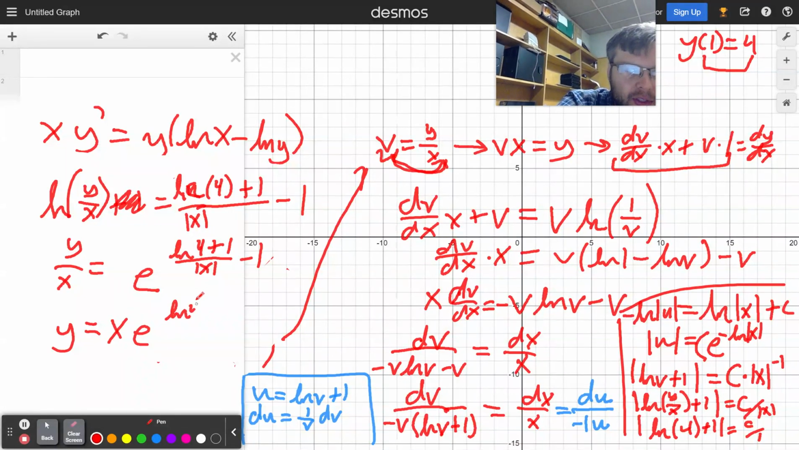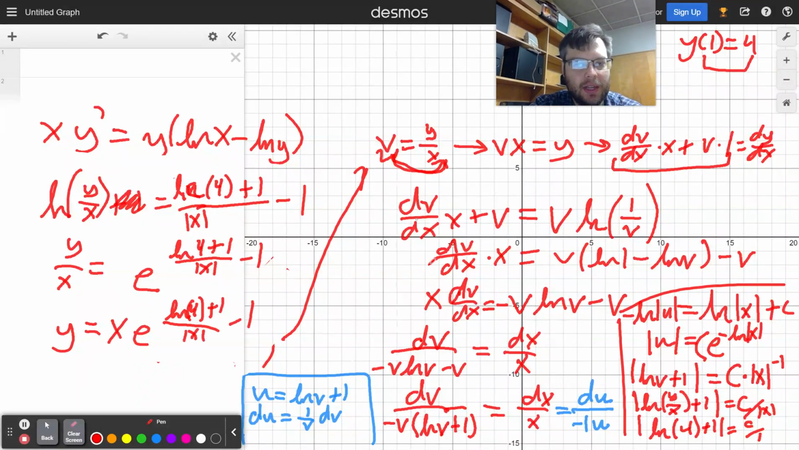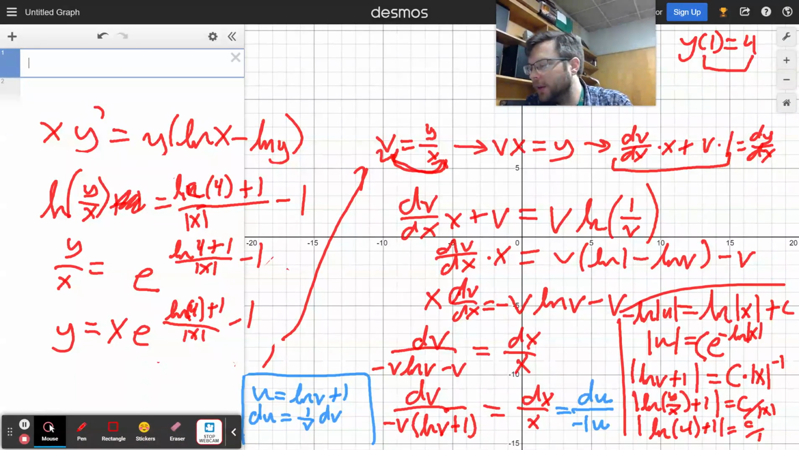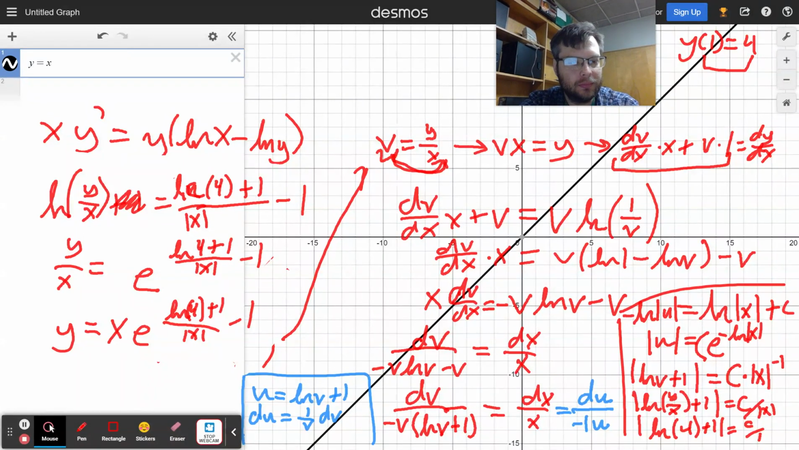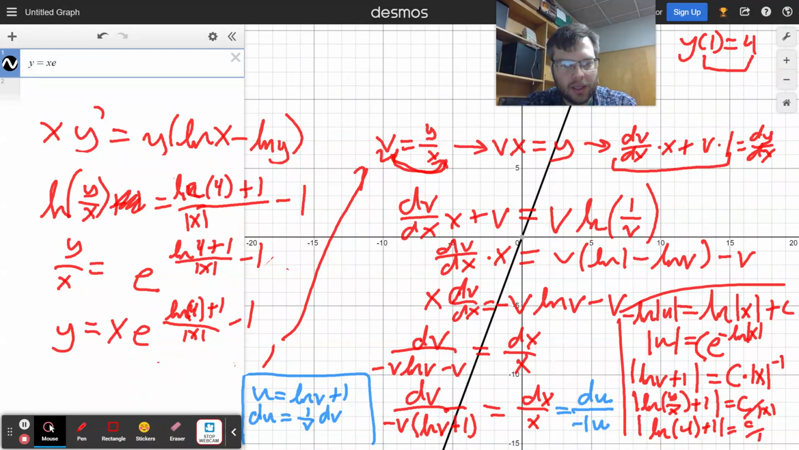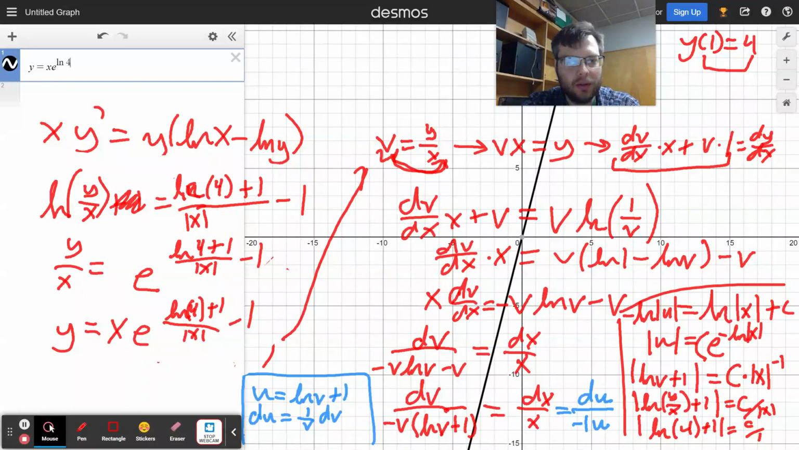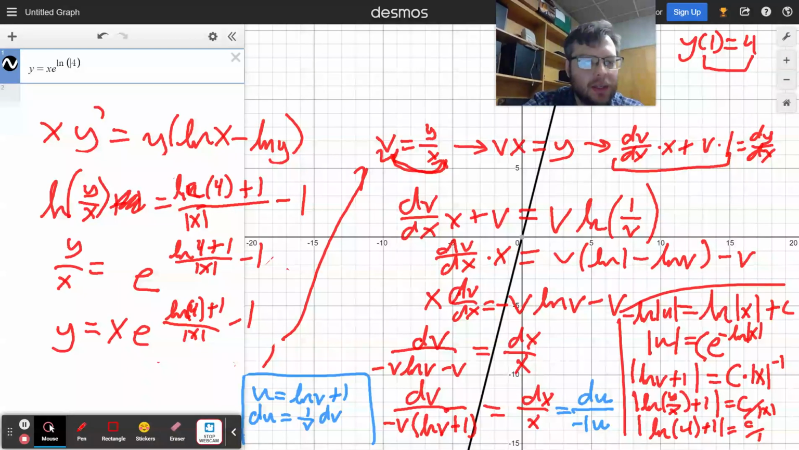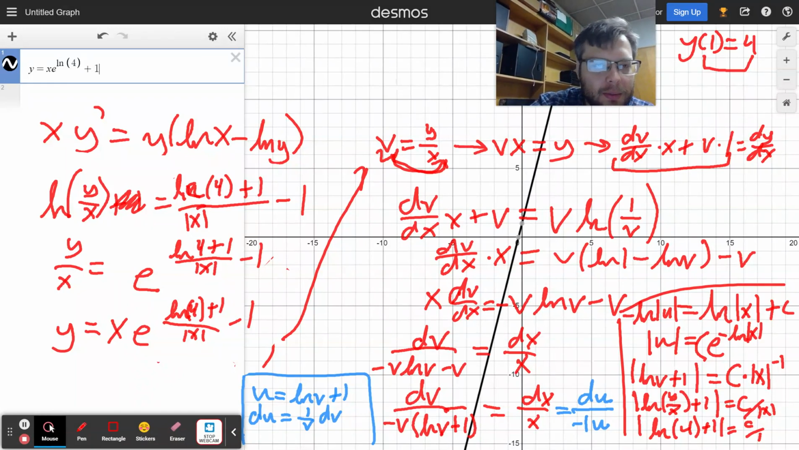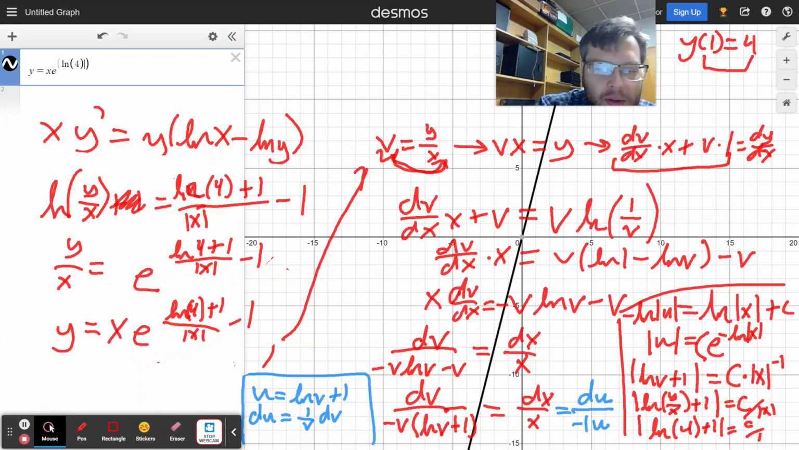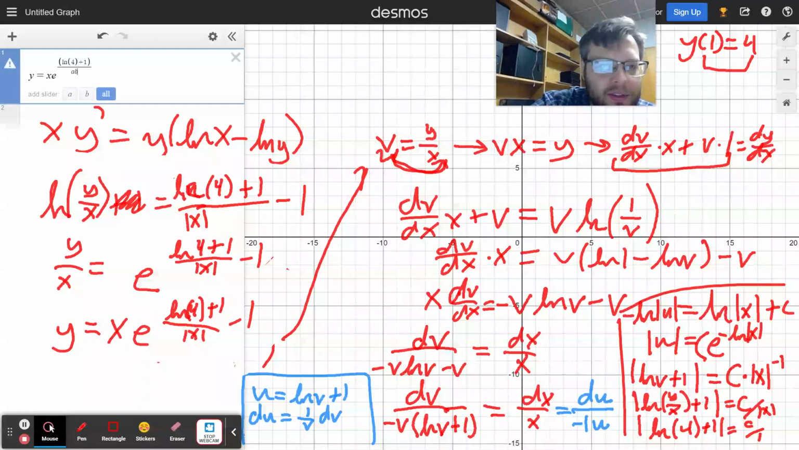Now there's a chance I made some sort of mistake throughout this process, but let's see what happens when we graph that. The general process is correct, even if there may have been a small mistake throughout there. x e to the natural log of 4. Put that in parentheses just to make sure. Plus 1. That wants me to do another set of parentheses. Over absolute value of x minus 1.